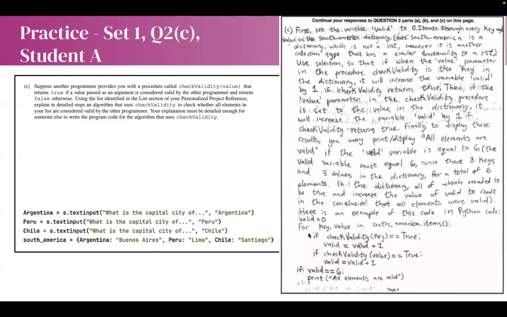Here's an example of this code in Python, right? So he says valid, and then for key, if it's true, then increase the valid by 1. And if check validity is true for the value, also increase by 1. And then if valid is 6, print all elements are valid. So obviously he gets the point, right? But the question is why? Can anybody explain why he actually got the point here and the last guy didn't?